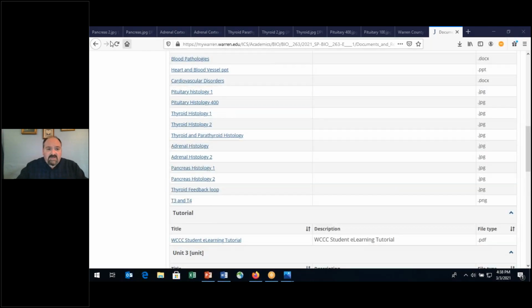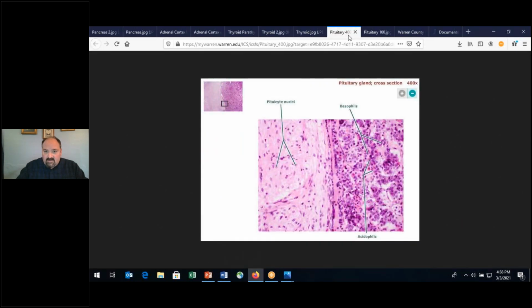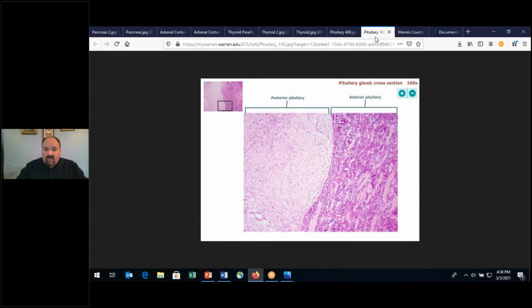So let's take a look at the histology. Okay, so let's start off with the pituitary gland. You're going to see here that we have the lighter tissue and the darker tissue. When we're looking at tissue that's adjacent like this, I'll show this at a higher magnification.